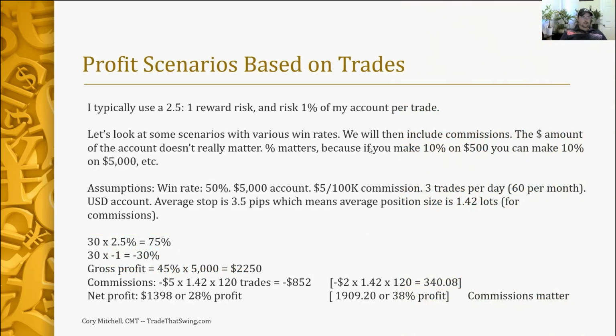So as mentioned throughout and in the strategies, I typically use a 2.5 to 1 reward to risk on most of the trades, and I'm going to risk 1% of my account per trade. So let's look at some scenarios with win rates, and then we'll include commissions. And the amount of your account doesn't really matter because we're looking at percent profit anyway. So if you can make 10% on a $500 account, you can make 10% on a $5,000 account.